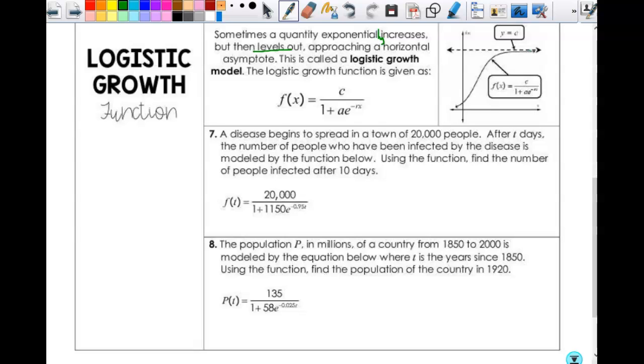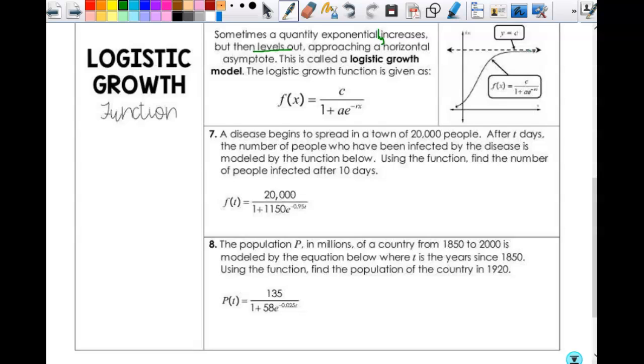So it says a disease begins to spread in a town of 20,000 people. After t days, the number of people who have been infected by the disease is modeled by the function below. Using the function, find the number of people infected after 10 days. So we have to know what our asymptote would be, which would have to be 20,000 people, right? It cannot exponentially increase forever, because if there's only 20,000 people, you're not going to infect 30,000 people.